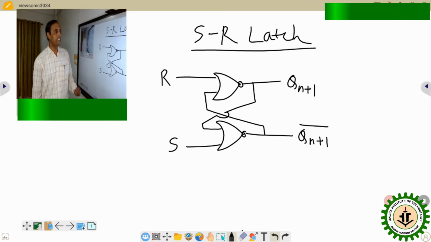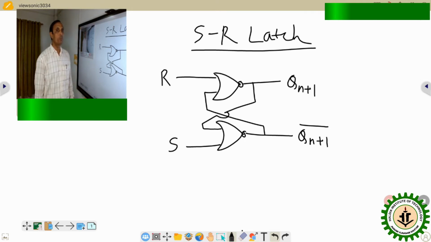Now in this SR latch we have two inputs and two outputs. Among these two outputs, one is the main output, which is denoted by Qn+1, and another is the complement of the main output, which is Qn+1 bar. Now this is a sequential circuit. I already told that.